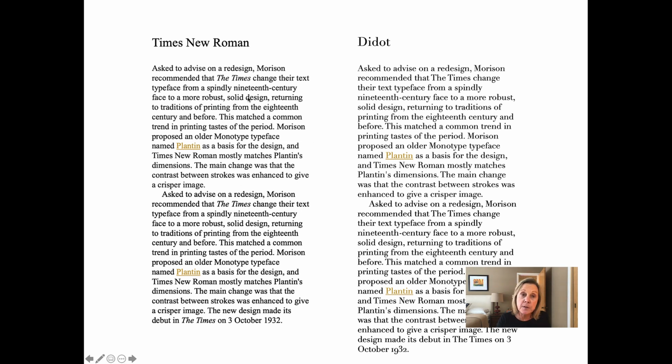But you could use Times New Roman in the body text because these are very different looking fonts. You can combine them. So you might use this on your resume, the smaller text of your resume, and Dido for the headings.